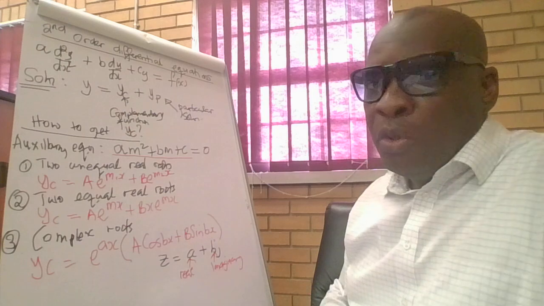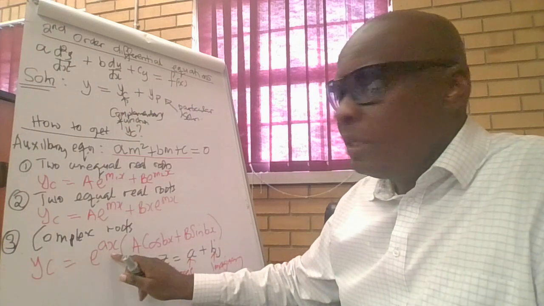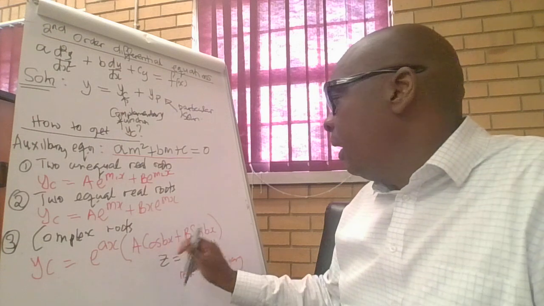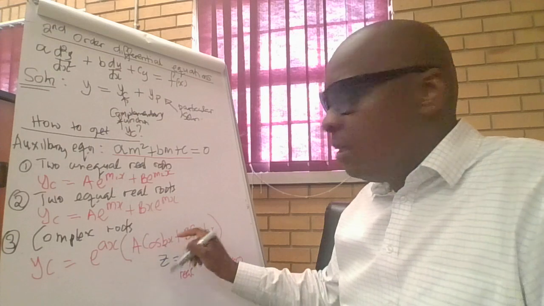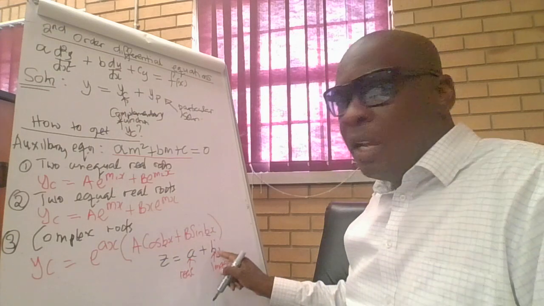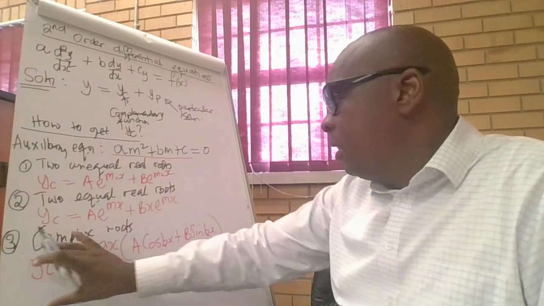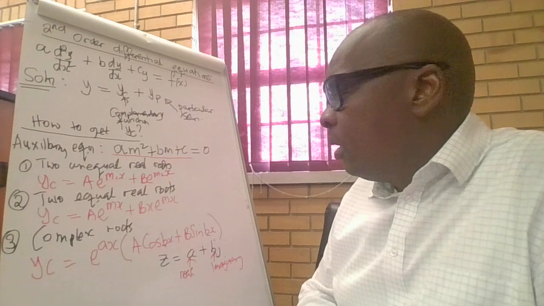Now, if you check your solution for the complex roots, you have e to the power ax. This a is coming from the real part of the complex number. And also you have the b part here, which says cos bx. That small b is coming from the imaginary part of the complex root. So that's what the complex root gives us as a solution.